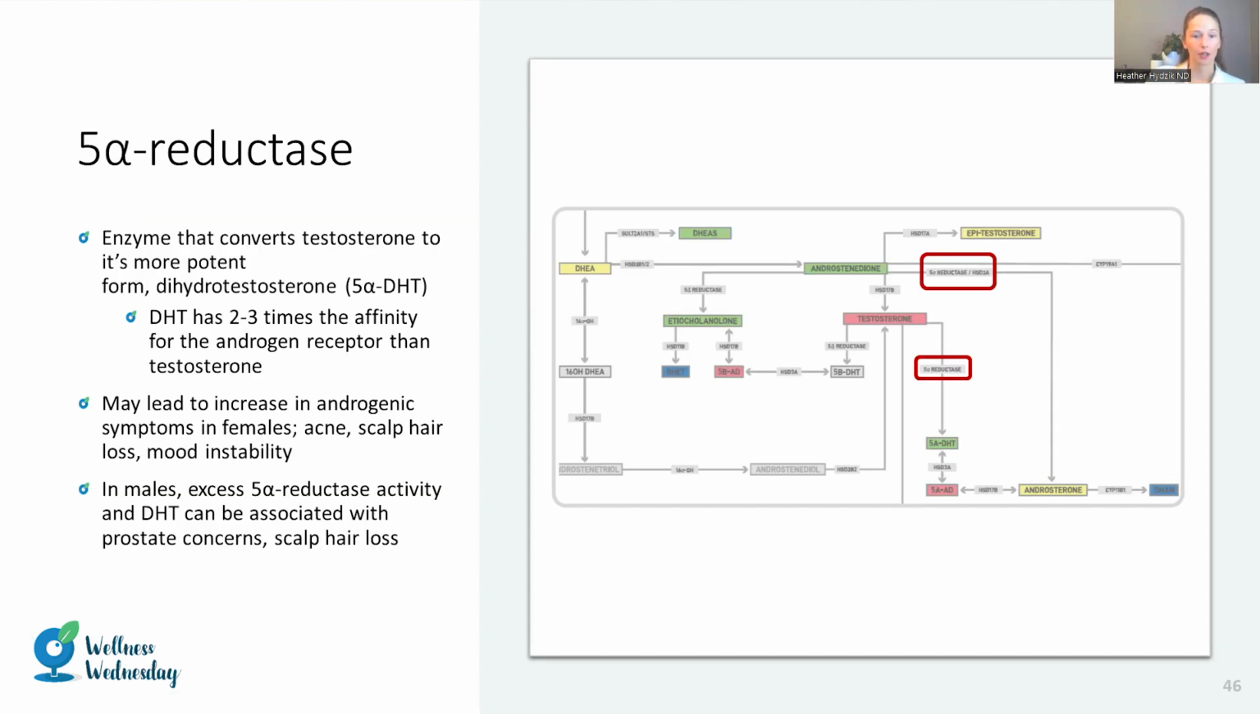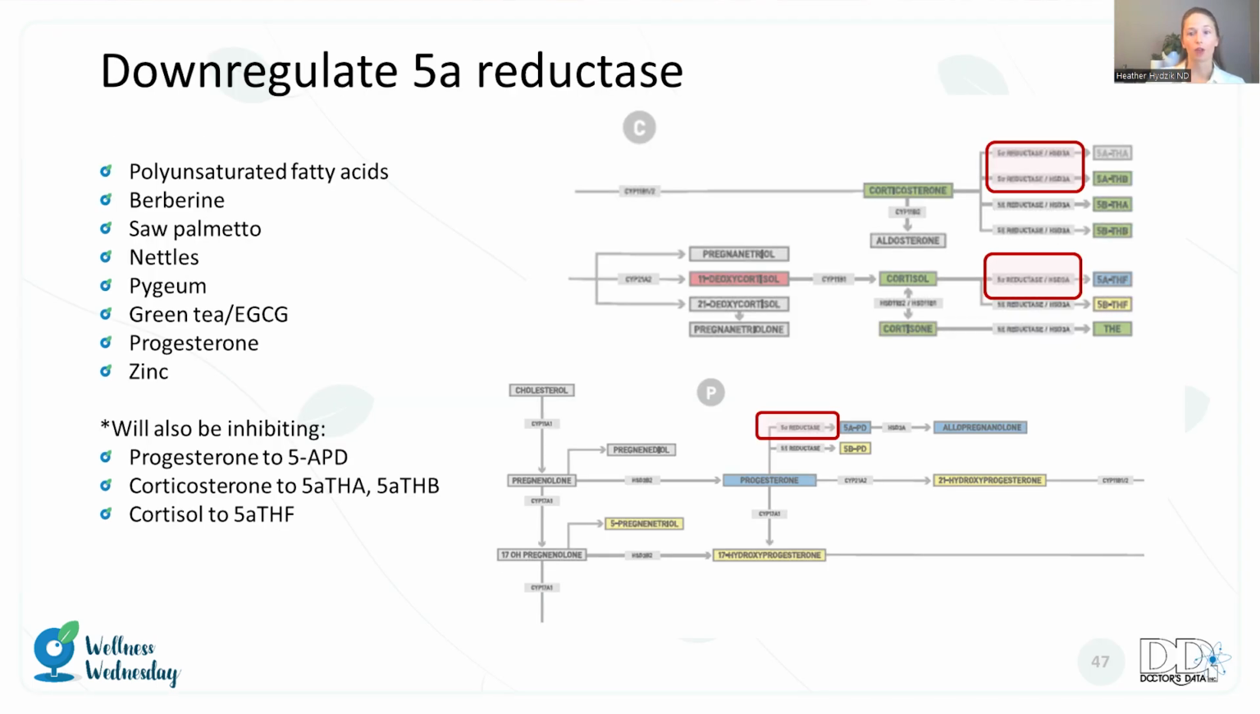So here's 5-alpha reductase. It converts testosterone to its more potent form, DHT, which has 2 to 3 times the affinity for the androgen receptor than testosterone, and it can lead to an increase in androgenic symptoms in females like acne, scalp hair loss, mood instability. And then in males, you can get some of the same symptoms, but then also prostate concerns. Saw palmetto, nettles, progesterone, and zinc all downregulate 5-alpha reductase. And so remember, when you're looking at your follow-up results, you also have inhibited metabolites in other neighborhoods. So that will help explain why.